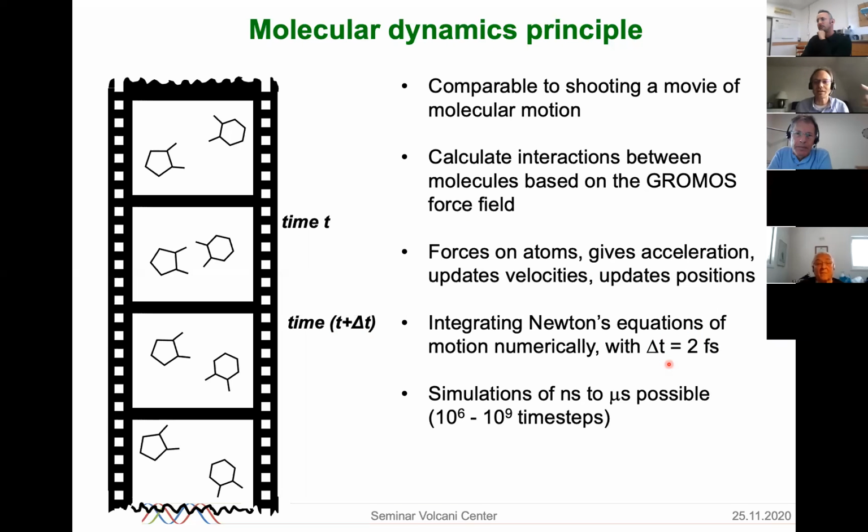We can do this again and again and again. And because computers are faster and faster, we can do this a million or a billion times. And then we get simulations on the time scale of nanoseconds to microseconds. And at that time scale, we can already learn many things about the interactions of our molecules.